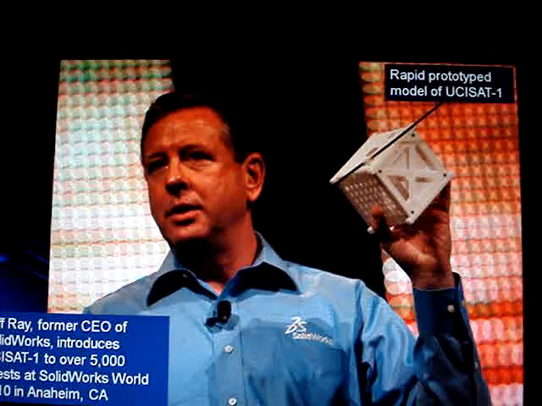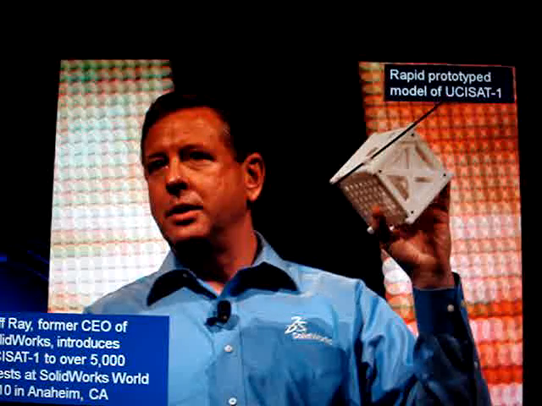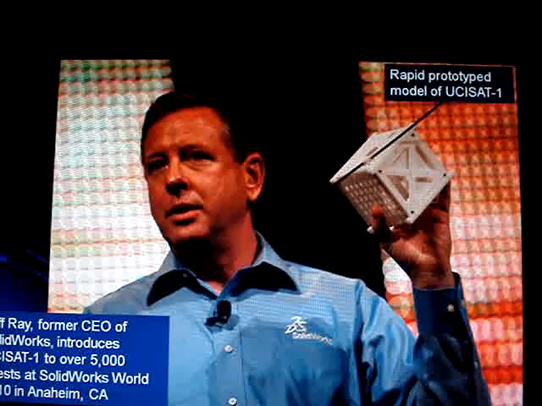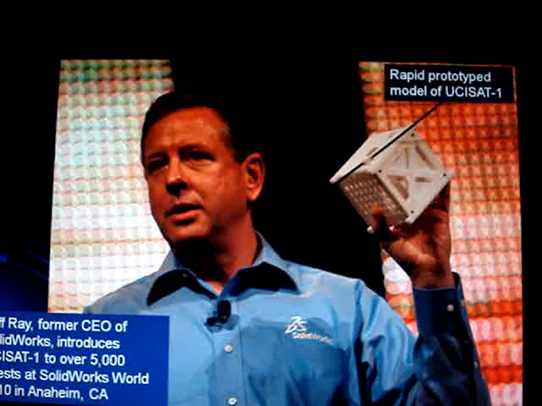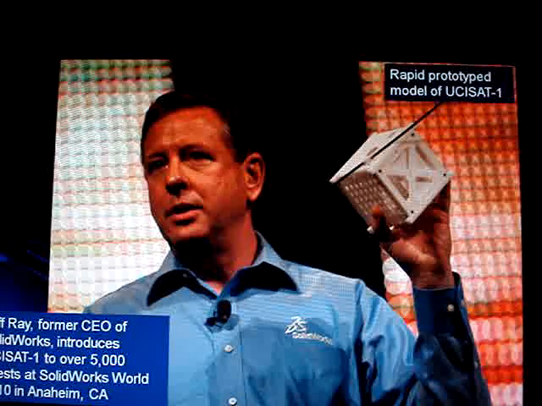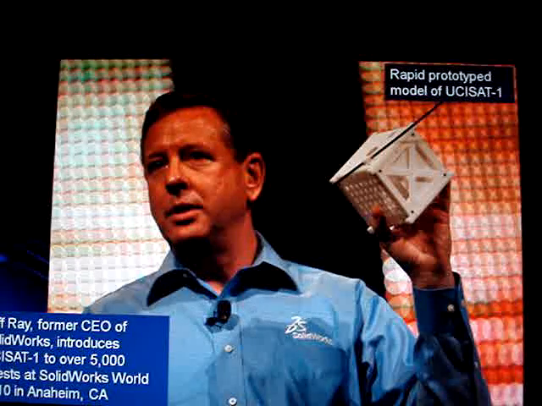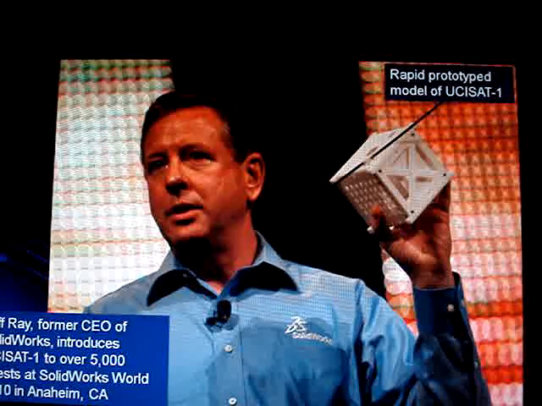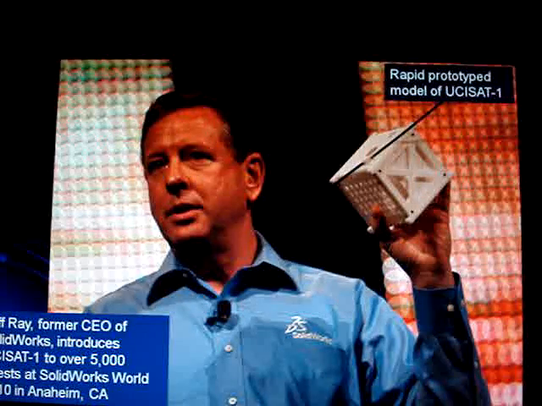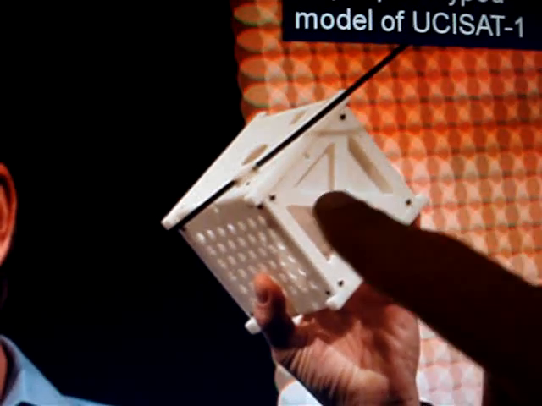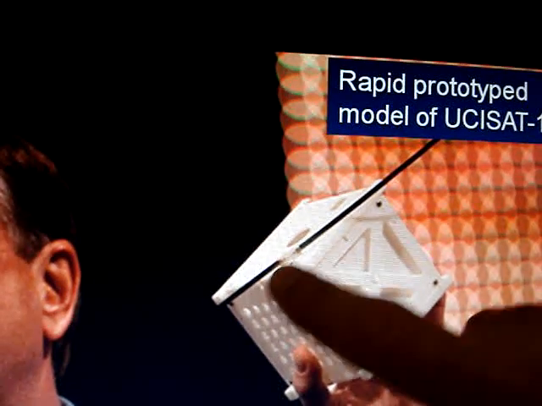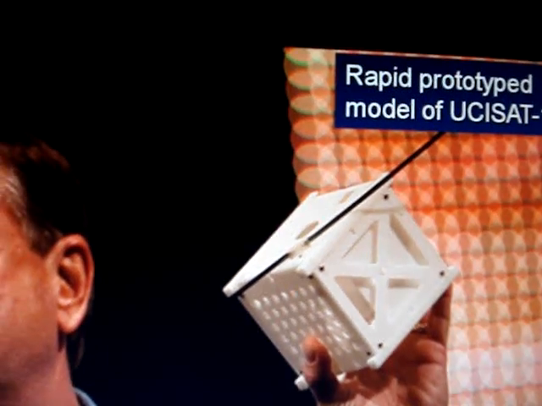This is a very interesting picture because we got a chance to meet Jeff Ray, former CEO of SolidWorks, at SolidWorks World, where he was presenting and wanted to introduce our project to 5,000 members of his audience at SolidWorks World 2010 in Anaheim, California. And he's holding a rapid prototype model of our satellite, UCISat-1, and it's almost an exact replica. It's just in a rapid prototype, so a different material, and he's got the antenna sticking out, so you can see the front axis panel right there.